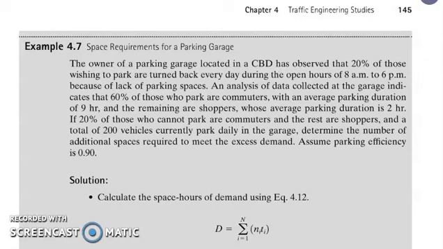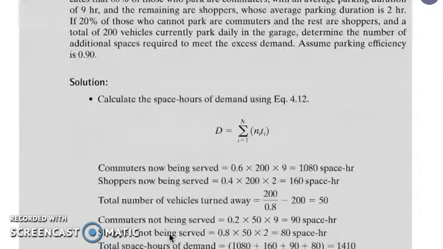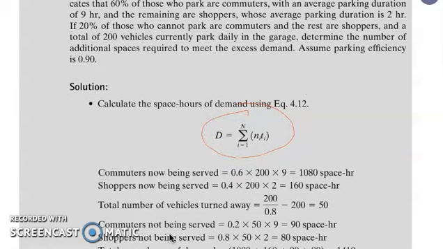So for this one, to calculate our space hours of demand, we have here the equation, which is the summation of n sub i times t sub i, from i equal to 1 to n. And to compute the commuters being served, from our problem there are 200 vehicles and 60% are commuters, and it took them 9 hours for their parking duration. So for the commuters being served, we have 0.6 times 200 times 9, so it gives us 1080 space hours. So 0.6 is the 60%, which refers to the commuters.